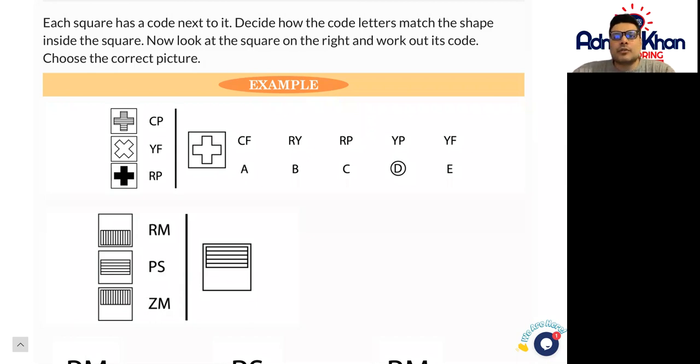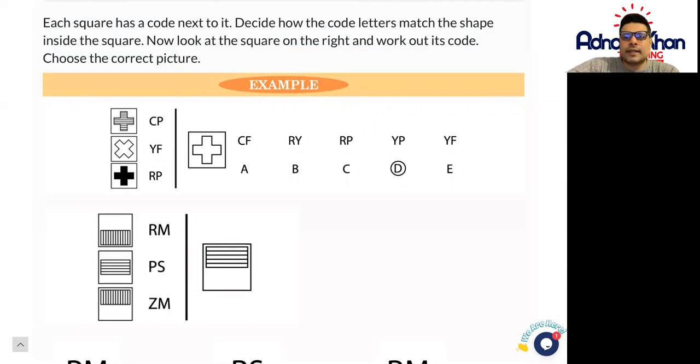Let's have a look at the original question in detail first of all. The original question states, each square has a code next to it. Decide how the code letters match the shape inside the square. Now look at the square on the right and work out its code using the correct picture.